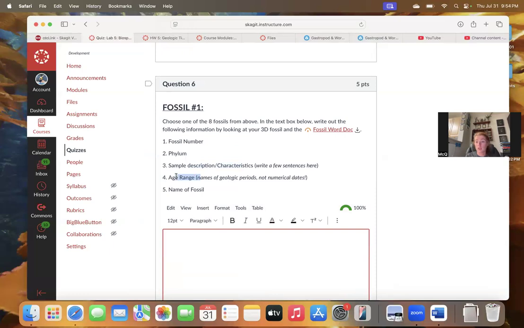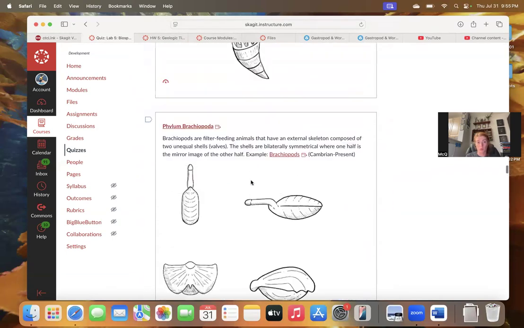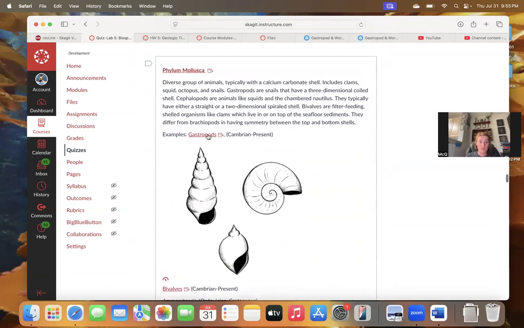Your age range. This is where it does get important, because this is the whole point. Your name of geologic periods is what I want here, not numerical dates. What I mean by that is, you're going to have to go back up here to the Word doc and find your Mollusca. I went too far. And here we see our gastropods, and our gastropods existed from the Cambrian to the present.